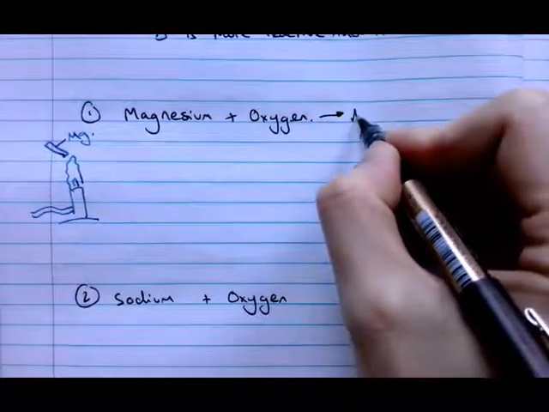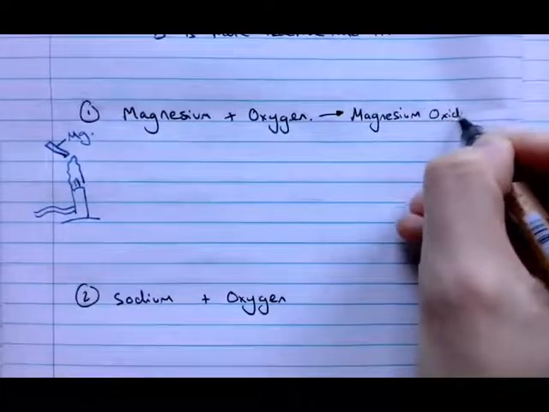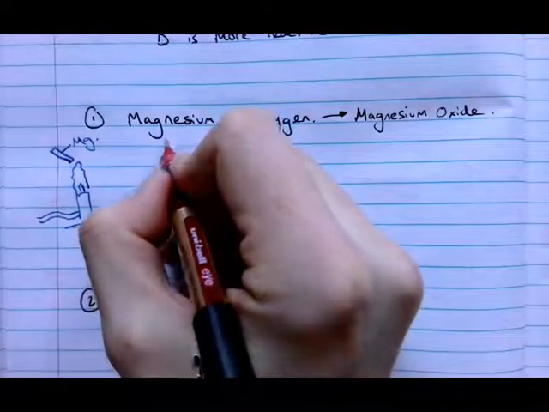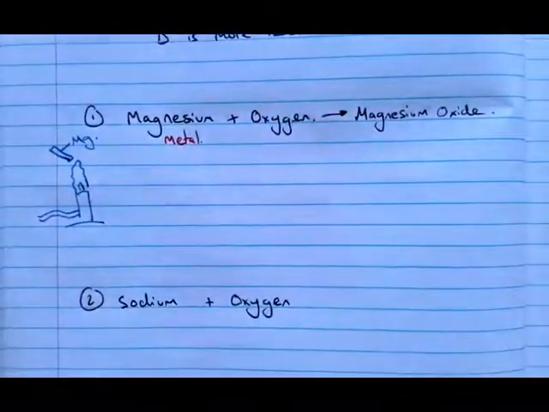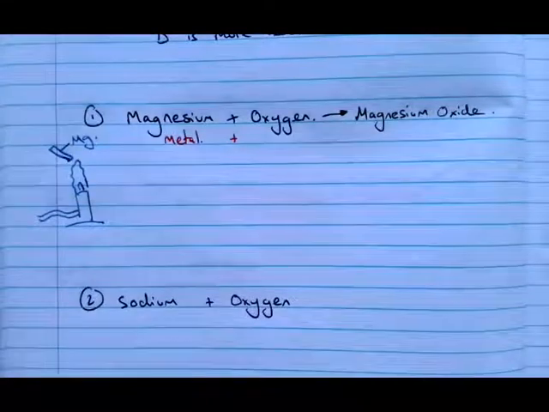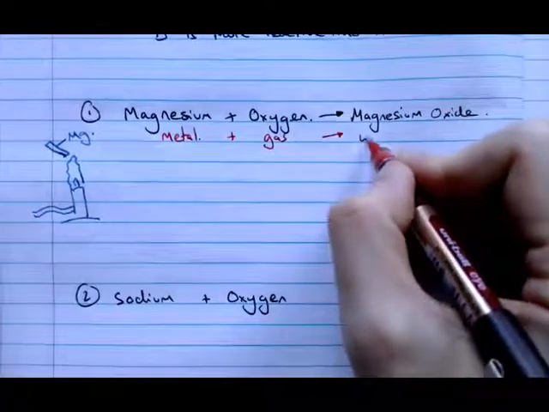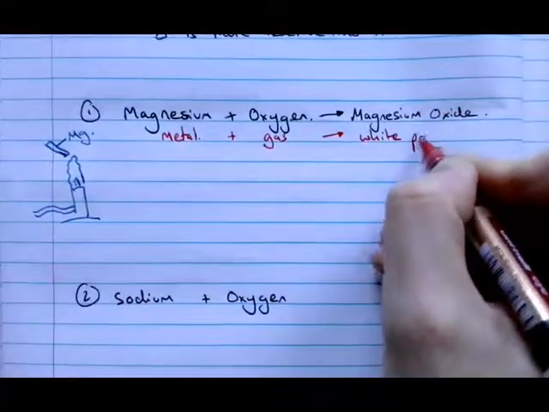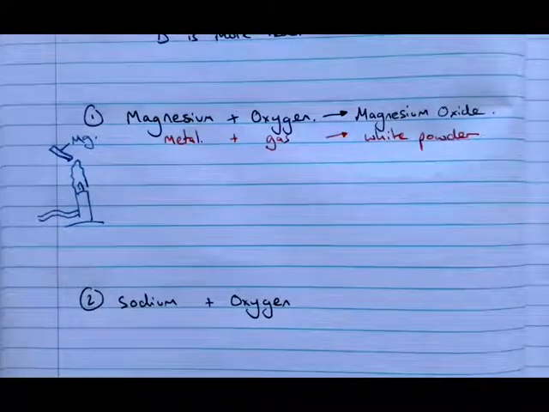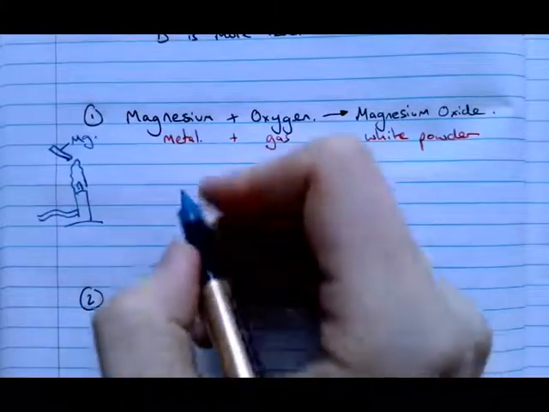So you're left with a white powder called magnesium oxide. What we've got is magnesium, which is the metal, plus our oxygen, which is a gas, and then we make magnesium oxide, which is a white powder. So what we can do now is write a symbol equation.